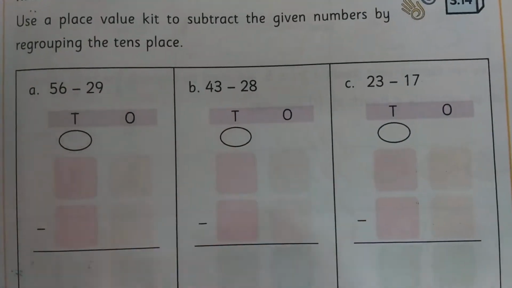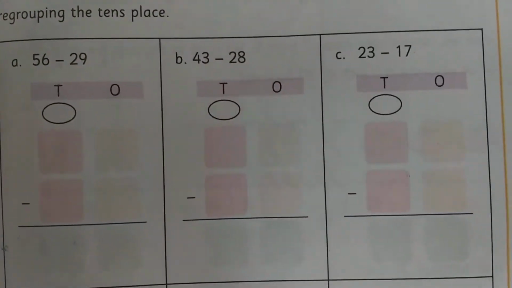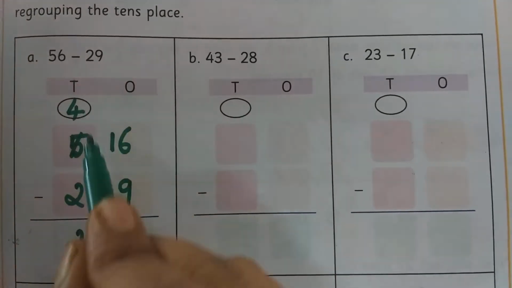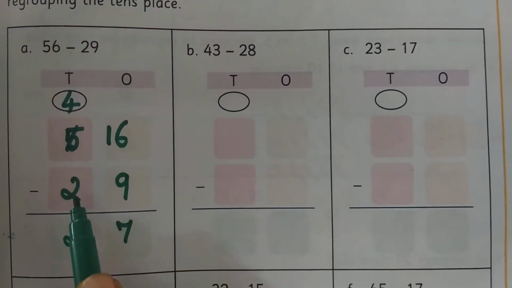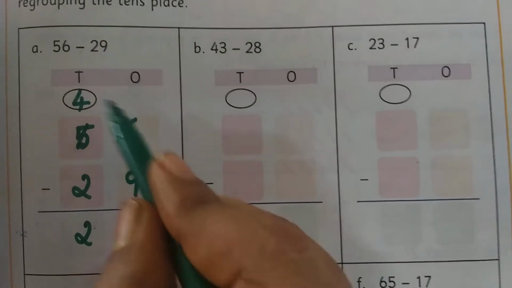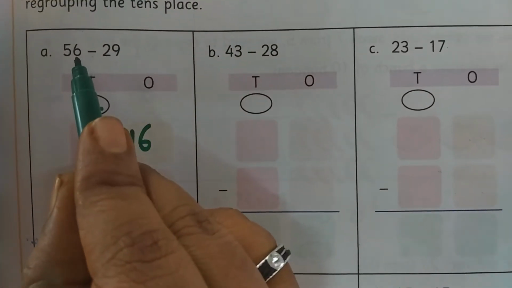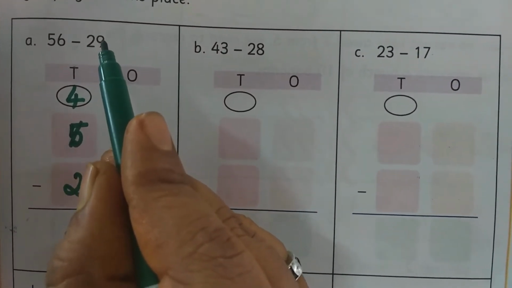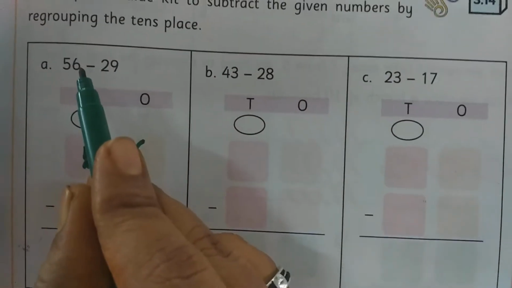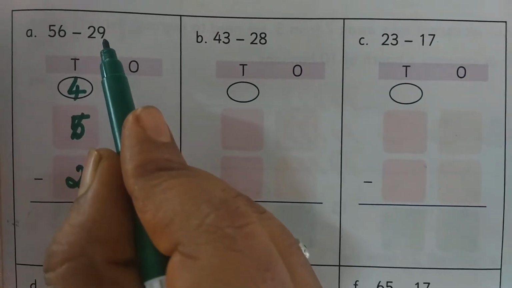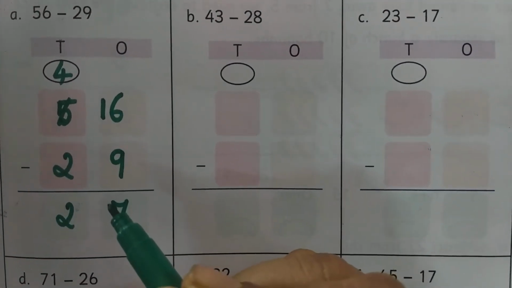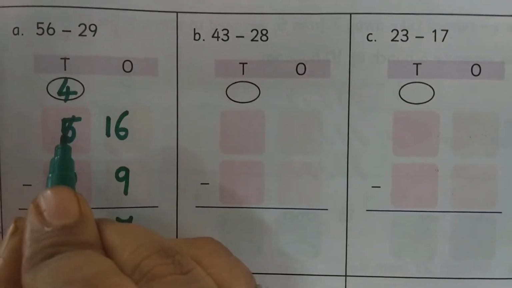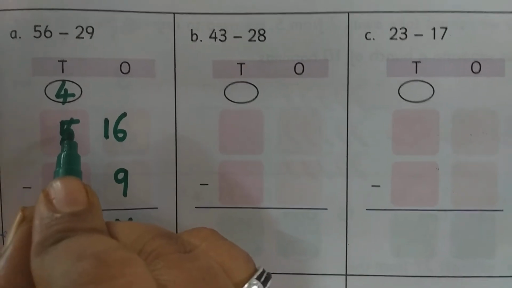This is also as usual a subtraction. Now see the first sum, 56 minus 29. So you take 56 and write it, and 29. From 6 can you subtract 9? No, you cannot, because 9 is the larger number. From the smaller number you cannot subtract 9. So what will we do? Yes, very good. We will borrow from the tens place.